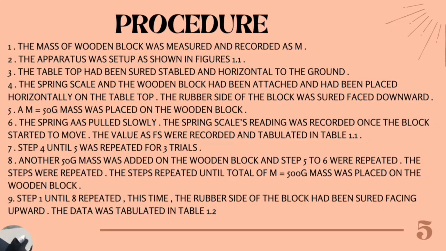For procedure, first, the mass of the wooden block was measured and recorded as M. Second, the apparatus was set up as shown in figure 1.1. Third, the tabletop was made sure to be stable and horizontal to the ground. Fourth, the spring scale and the wooden block were attached and placed horizontally on the tabletop. The rubber side of the block was placed face downward.